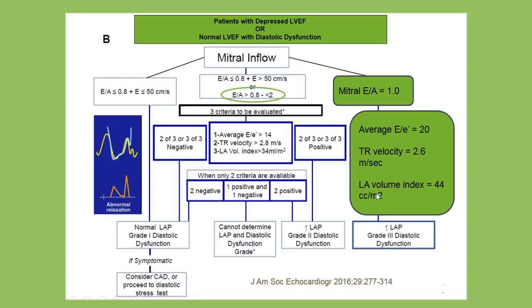However, the LA volume index in this patient was 44 mL per meter squared, and that is above the cutoff here. So 2 of the 3 of these parameters are positive, which puts us down into the grade 2 diastolic dysfunction. Now, I probably wouldn't have even needed this because of the L wave that we saw, but I wanted to illustrate how you can walk yourself through this algorithm.